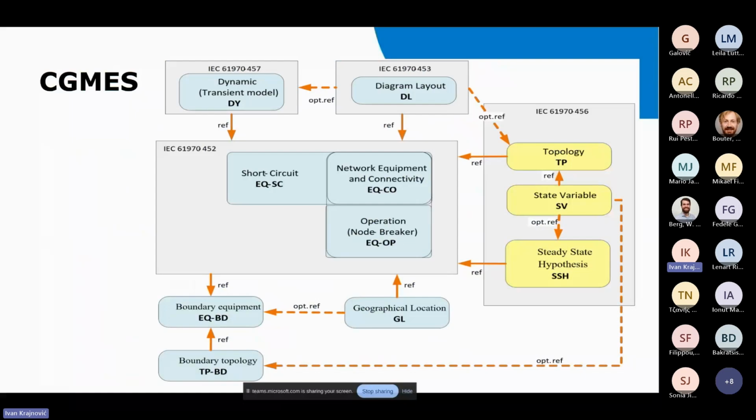So as you see, you have the core equipment model that's EQ. You have some extensions for short circuit, for connectivity, for topology. You have a diagram layout that's for single line diagrams, so pictures, SCADA pictures. You have transient models. You have boundaries. These are really physical country or TSO boundaries that you connect the models. So you need to connect these models. Everybody shares their partial model, and they all need to be connected in one European model. And you have these load flow, topology, state variable, and steady state hypothesis profiles. So this is just basic EMS apps and data exchange.